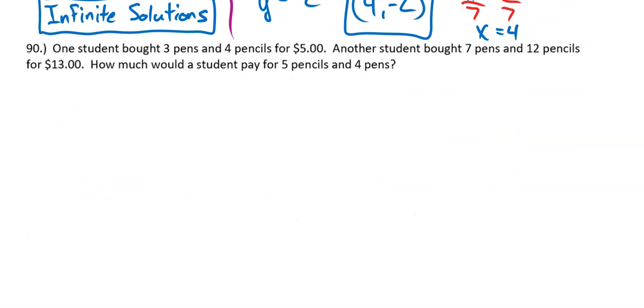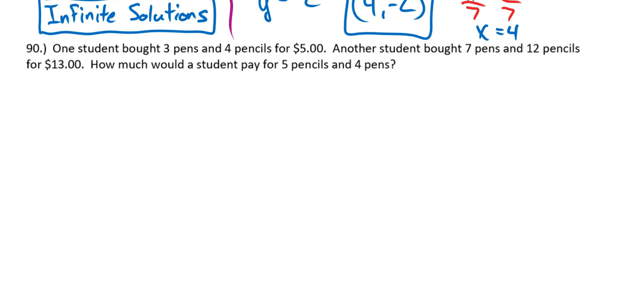If I look at the next one: a student bought 3 pens and 4 pencils for $5. Another bought 7 pens and 12 pencils for $13. How much would a student pay for 5 pencils and 4 pens? And so the first thing I need to do, I need to write an equation for each of these situations.